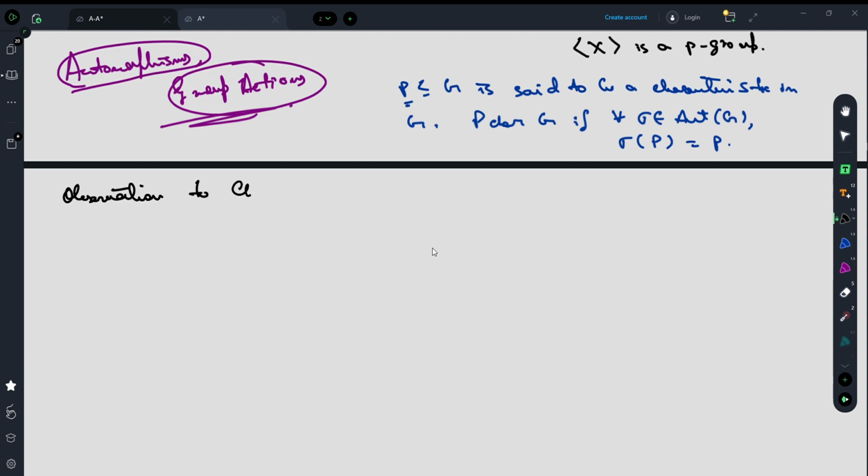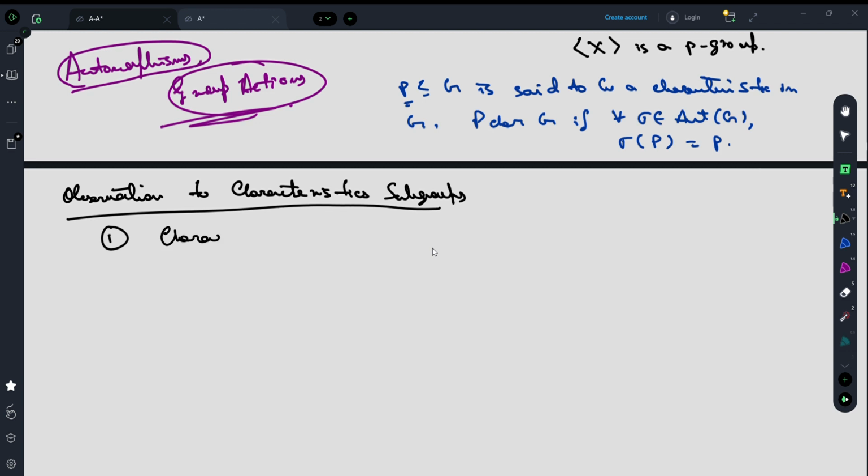Observations on characteristic subgroups. Number one, characteristic subgroups are normal.